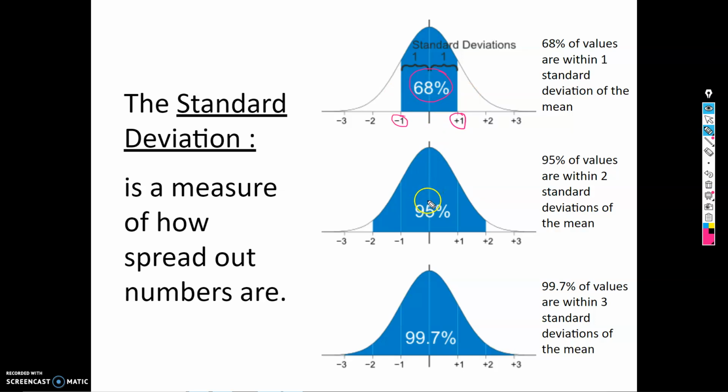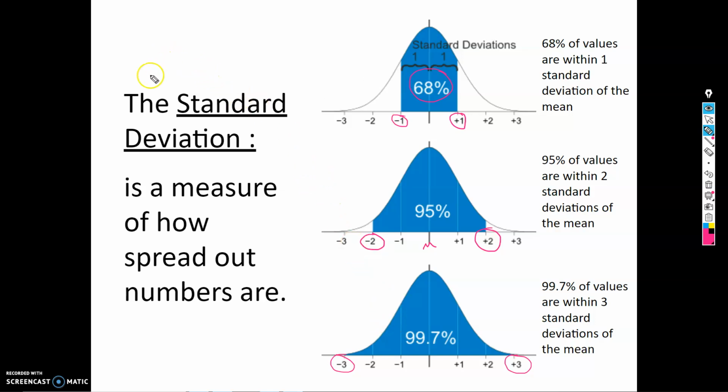And then there's the 95% rule, which is 95% of values are contained within 2 standard deviations. Here's the mean, there's our mu for mean. 2 standard deviations to the right and 2 standard deviations to the left, 95% of all the data is contained in there. And then the 99.7 rule. 99.7% of all the data is contained within 3 standard deviations to the right and 3 standard deviations to the left, which is basically almost all of the data.